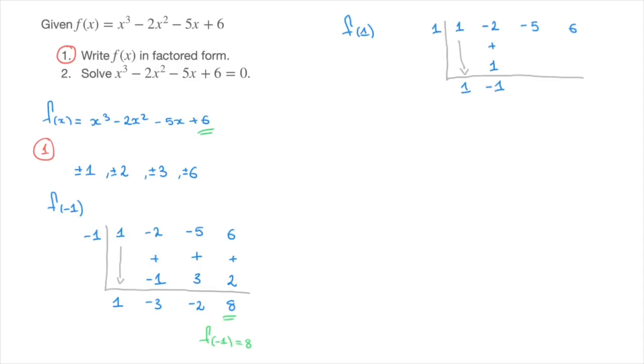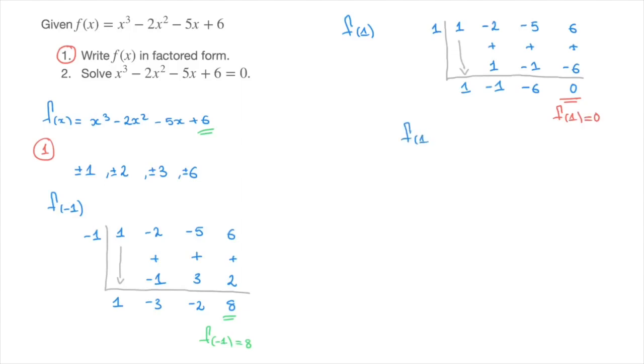Negative 1 times 1 equals negative 1, and I add this negative 1 to the negative 5 above it, which equals negative 6. I carry on: negative 6 times 1 equals negative 6, and I add this negative 6 to the 6 directly above it, so that's 6 plus negative 6, which equals 0. And this 0 tells us that 1 is a zero of this polynomial. In other words, 1 is a root. So f of 1 equals 0.